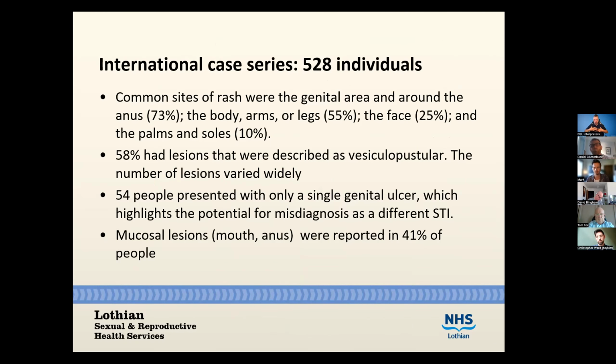Next slide. And when very recently a group of clinicians and scientists looked at 500 cases, they were seeing rash around the anus, on the body, less commonly on the face and the palms and soles. The number of lesions is really variable. Many people have 5 or 10, but a small proportion of people have hundreds.